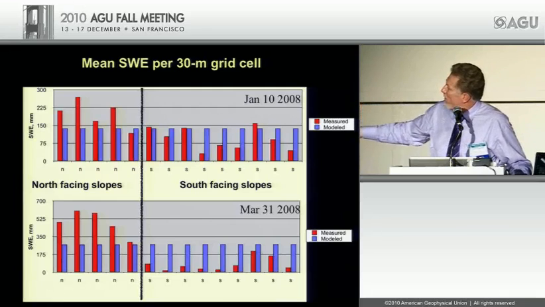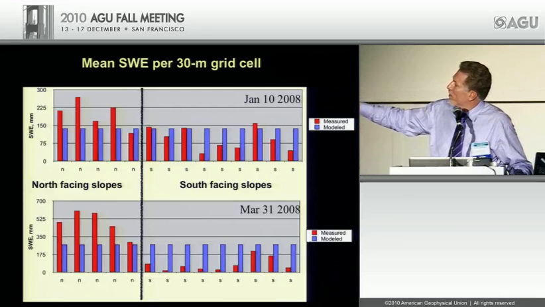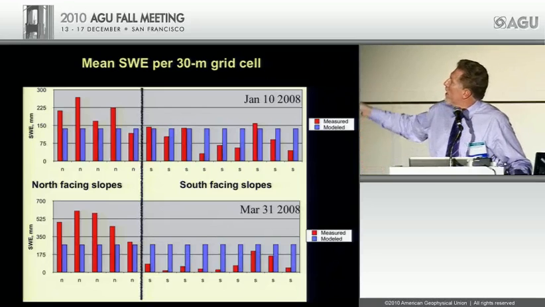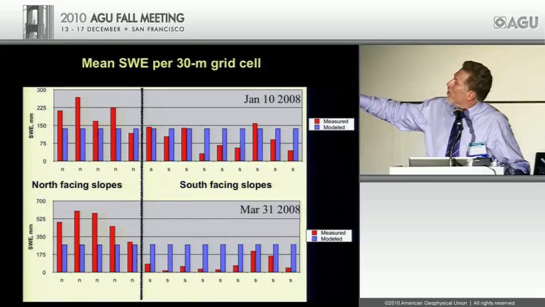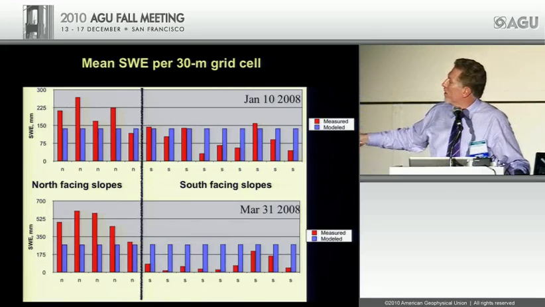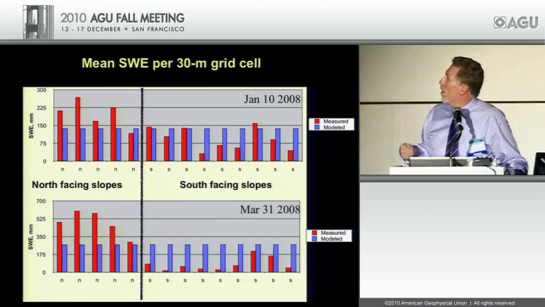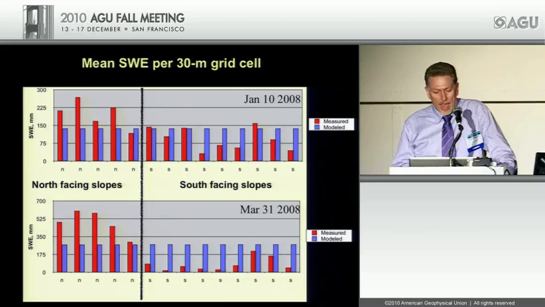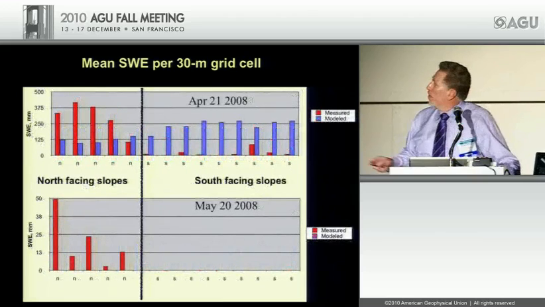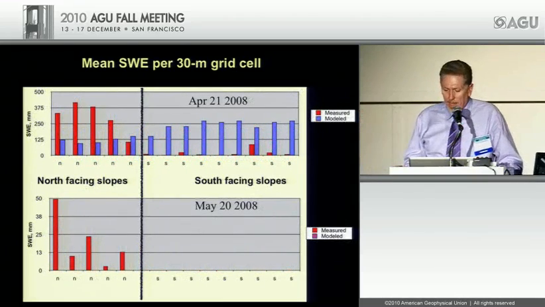The areas here that have S are south-facing. These are south-facing slopes. These are north-facing slopes. And we have the different time periods here. What we found is that we measured a lot more snow than what their model predicted on the north-facing slopes, and there was a lot less snow on the south-facing slopes than what their model predicted. And this could be said for April as well, and taking it all the way down.